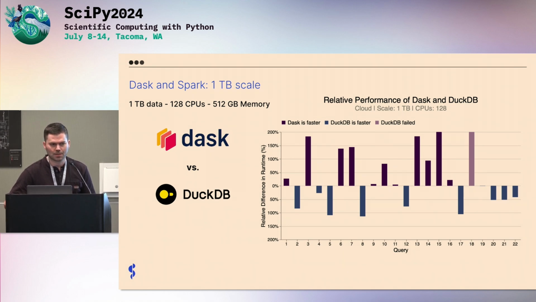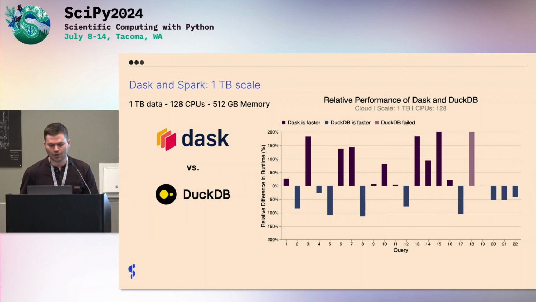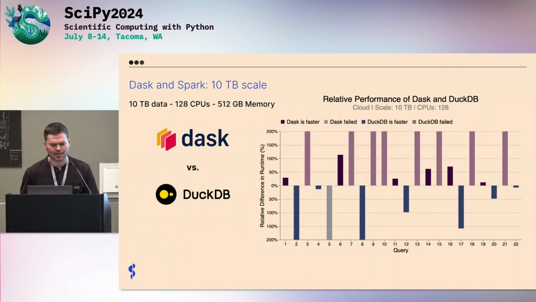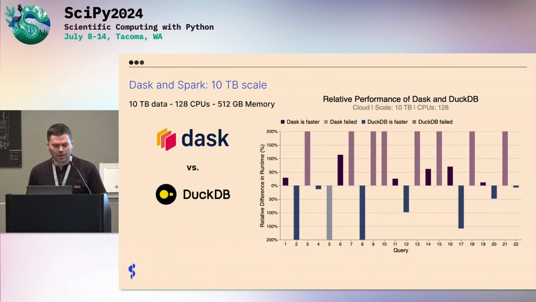Again, the more simple queries is where DuckDB is really doing well, and then the more complex queries that don't really reduce the data volume is where Dask does well. If we then increase to the 10 terabyte scale, I should mention we're keeping the hardware the same here. So this is 128 CPUs, half a terabyte of memory. When we increase this and start going out of core, that's where Dask really starts outperforming DuckDB.